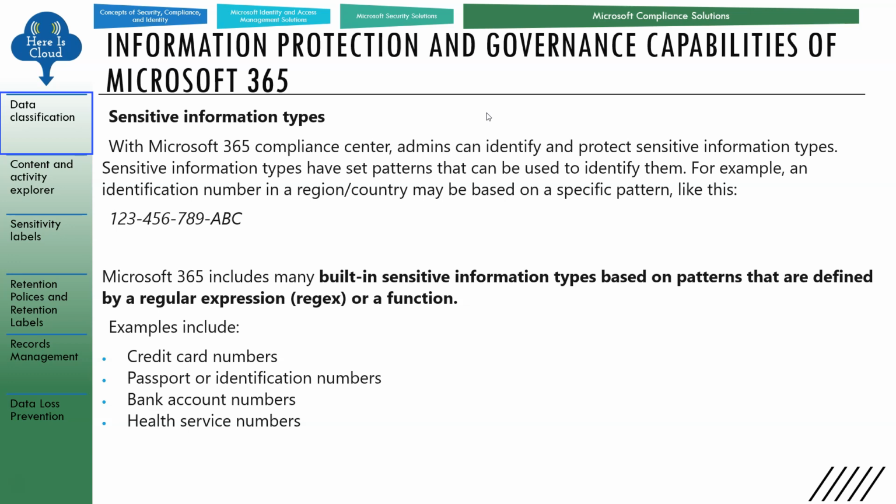The good thing is Microsoft 365 includes many built-in sensitive information types based on patterns that are defined by a regular expression or a function. For example, credit card number, passport, bank account number, health service number. So for these, there are built-in sensitive information types already there. So we don't need to define those. We can directly use them out of the box.